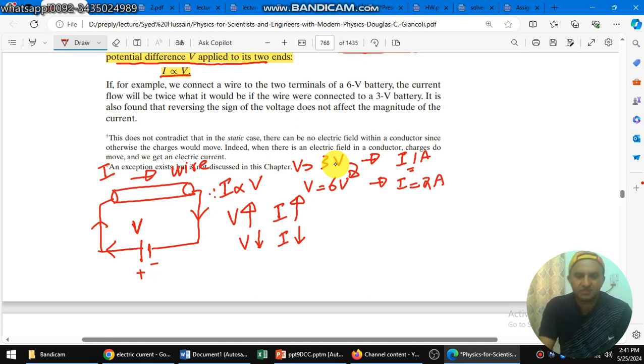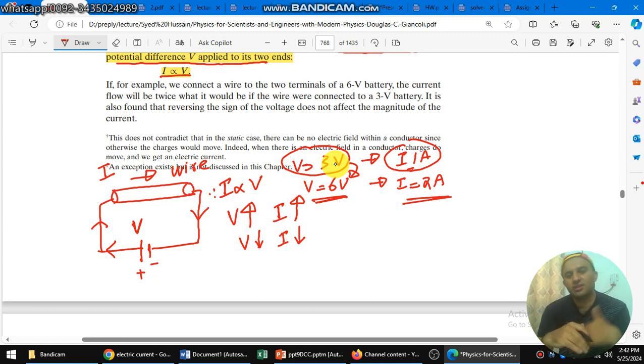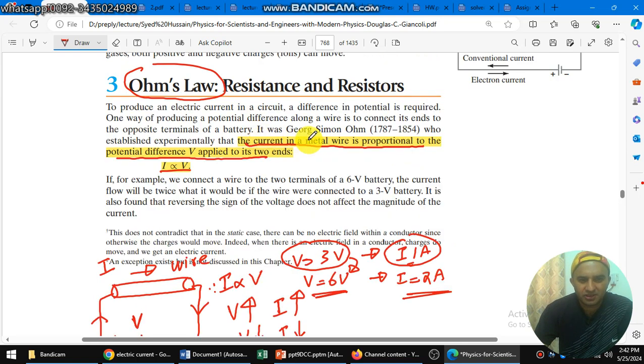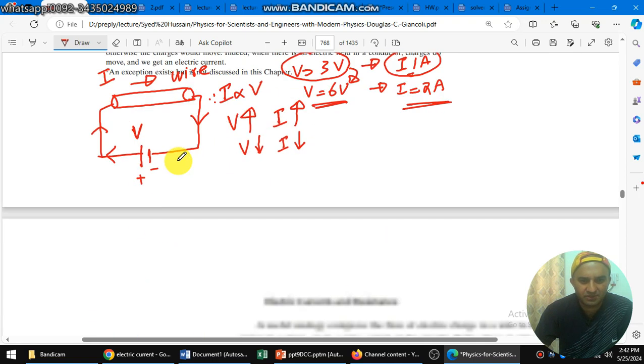So what does it mean? If you increase the potential of the battery, the current also increases. If you use a 3 volt battery, it will give you 1 ampere, and when you use 6 volts, it will give you 2 amperes. So the statement is: the current in a metal wire is proportional to the potential difference V applied across its ends. So I is proportional to V.